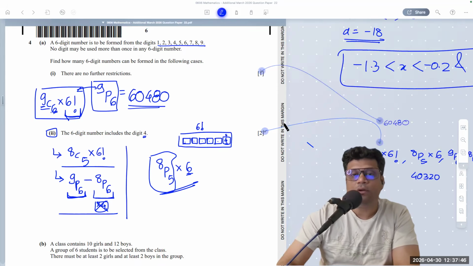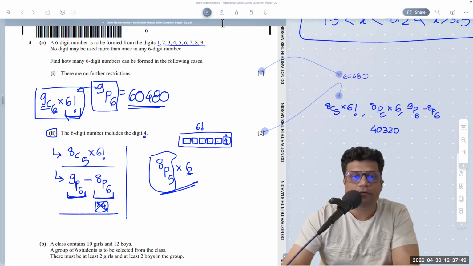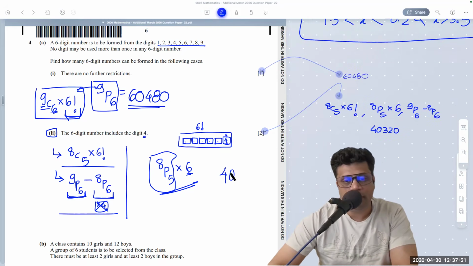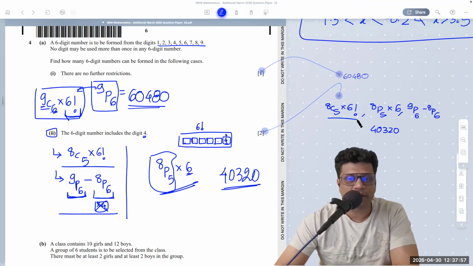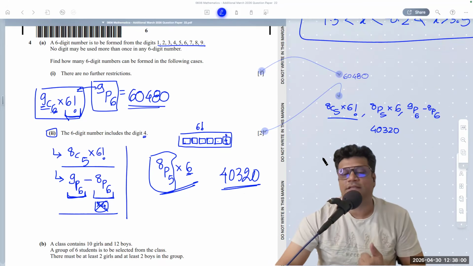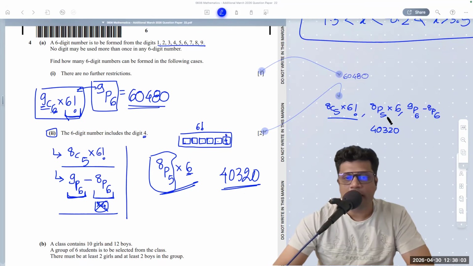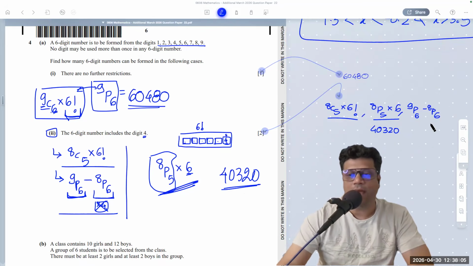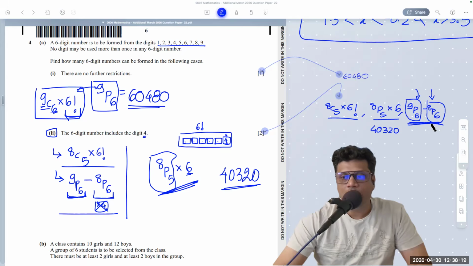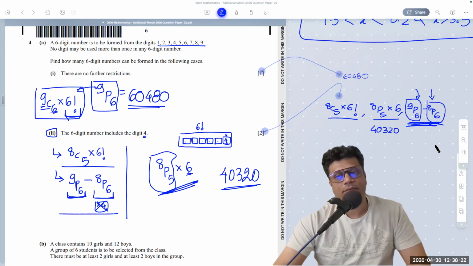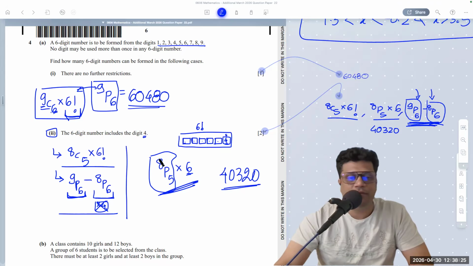With all of these, what you get is 40320 with all of them. 8C5 into 6 factorial. That is what I did the first time I went through this paper. And then there was this thing, 8P5 into 6. I was looking for alternate solutions. This is what I found, and again, this is a very comfortable one. I take all the permutations with or without the 4, subtract those without 4, and that is how you end up with 40320.